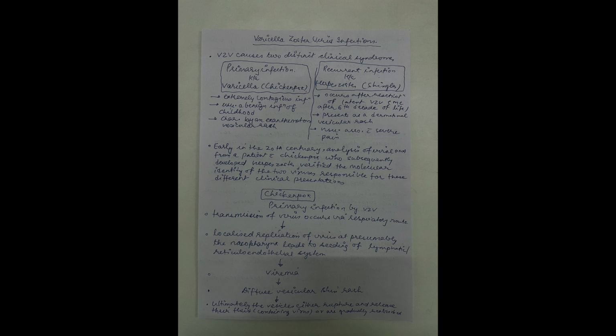Early in the 20th century, analysis of viral DNA from a patient with chickenpox who subsequently developed herpes zoster verified the molecular identity of the two viruses responsible for these different clinical presentations. Chickenpox is the primary infection by varicella zoster virus. Transmission of the virus occurs via the respiratory route, and then localized replication of the virus at presumably the nasopharynx leads to seeding of the lymphatic or reticuloendothelial system. Then viremia occurs, and then a diffuse vesicular skin rash appears. Ultimately, the vesicles either rupture and release their fluid containing virus or are gradually reabsorbed.